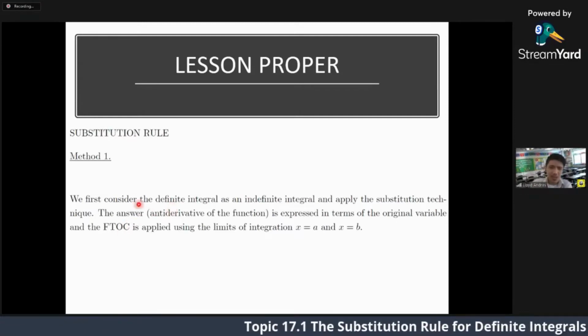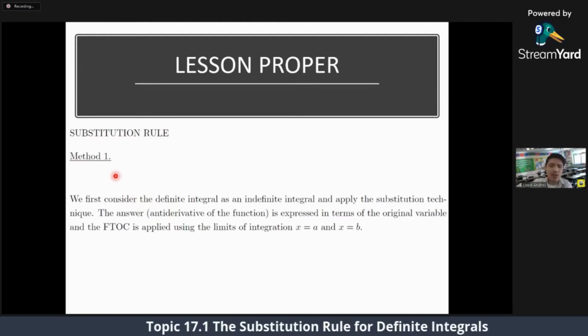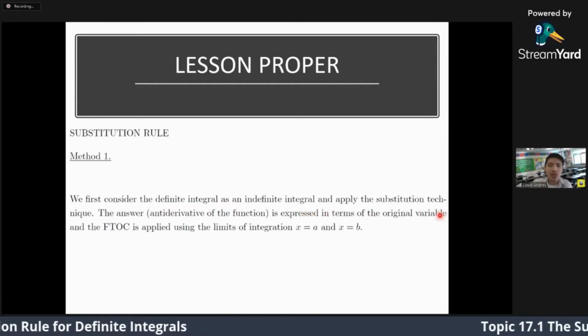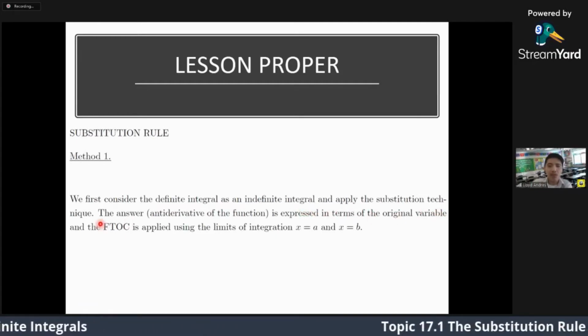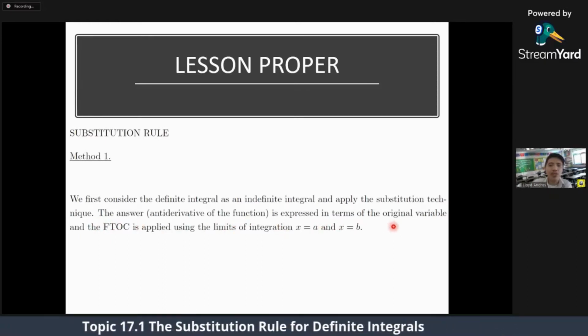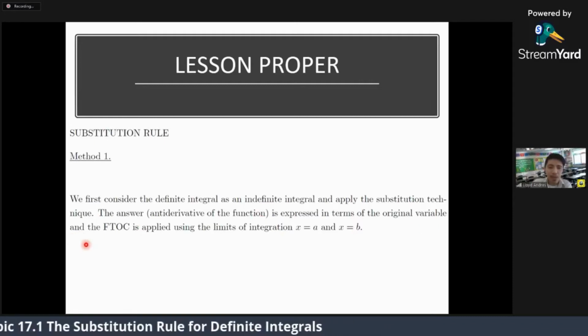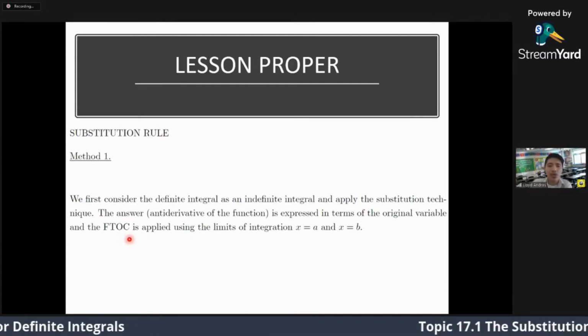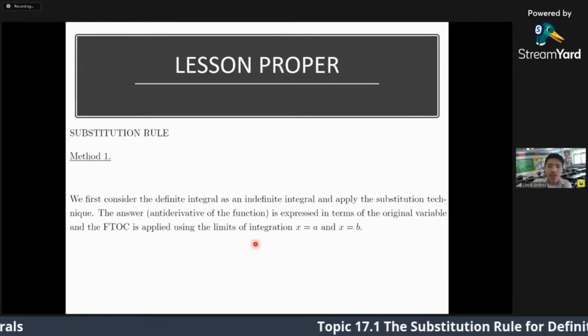is method 1. In this method, we consider the definite integral as an indefinite integral and apply the substitution technique afterwards. Then the answer, the antiderivative of the given function, is expressed in terms of the original variable. Then afterwards, you use the FTC, or the fundamental theorem of calculus, using the limits of integration x equals a and x equals b.